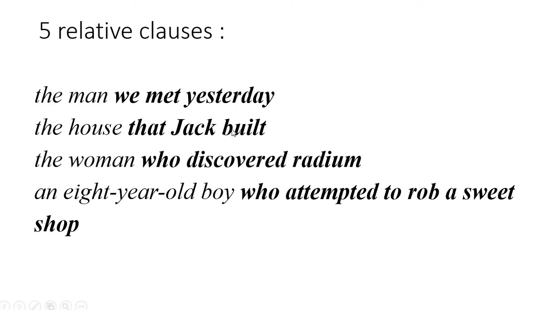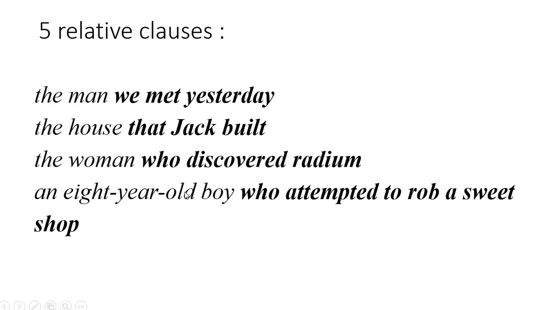The house that Jack built, right? That Jack built is also a relative clause, and it uses that. The woman who discovered radium, here the who clause is again called a relative clause. An 8-year-old boy who attempted to rob a sweet shop. Who attempted to rob a sweet shop is a relative clause, and it is here to modify all of this noun phrase.